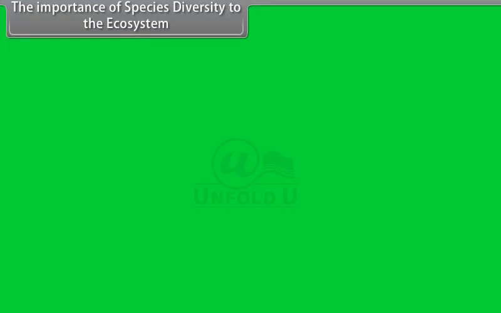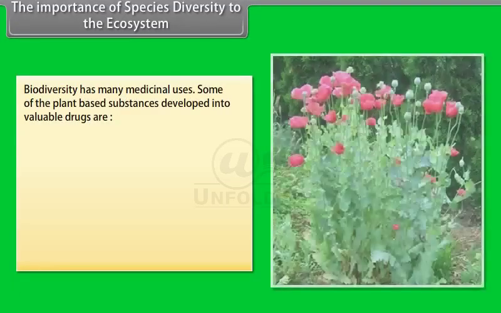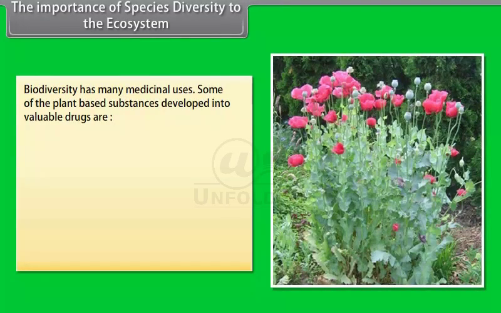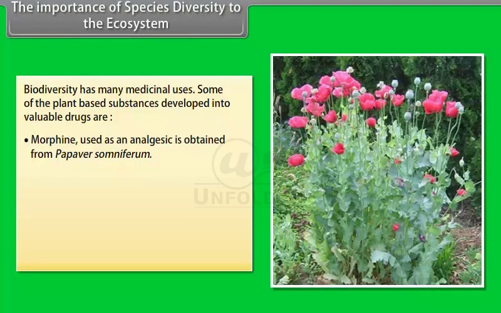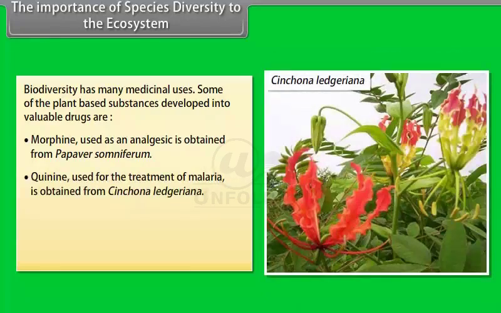The importance of species diversity to the ecosystem. Biodiversity has many medicinal uses. Some of the plant-based substances developed into valuable drugs are: morphine, used as an analgesic, is obtained from Papaver somniferum. Quinine, used for the treatment of malaria, is obtained from Cinchona ledgeriana.